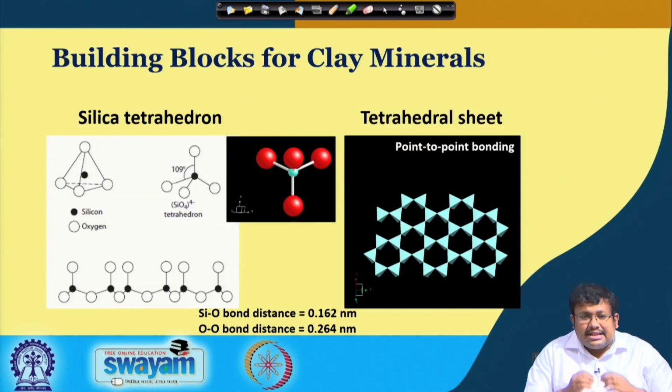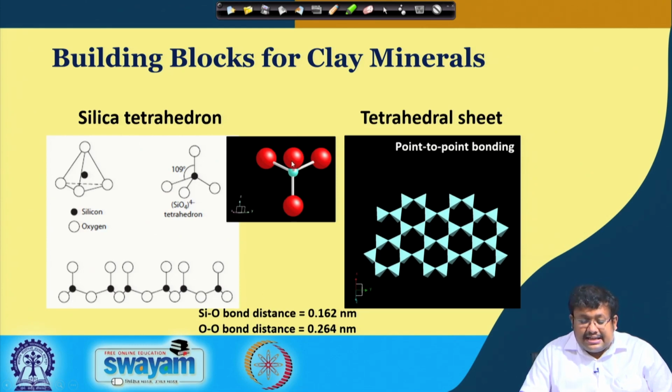So, let us start the discussion with the first building block of soil, that is silica tetrahedra. Now, in a silica tetrahedron, you can see the silicon cation is surrounded by 4 oxygen anions, and the internal angle is 109 degrees. So, when these individual silica tetrahedra share their oxygen between two adjacent tetrahedra, they form a sheet like structure, and we call this a tetrahedral sheet.